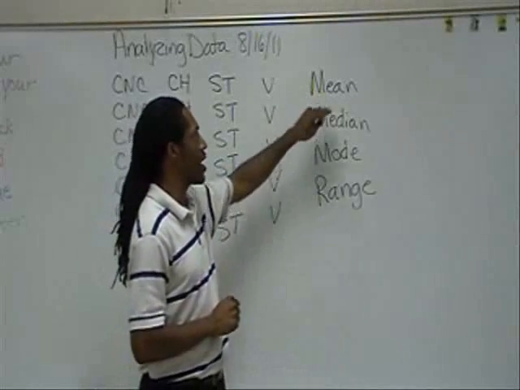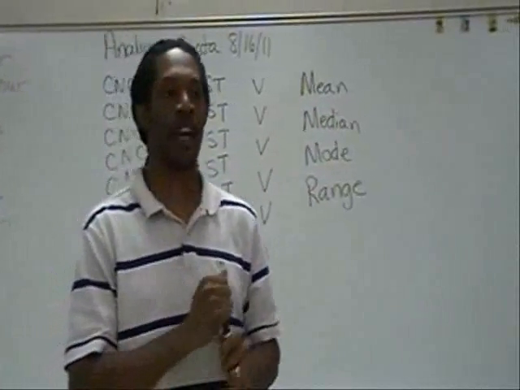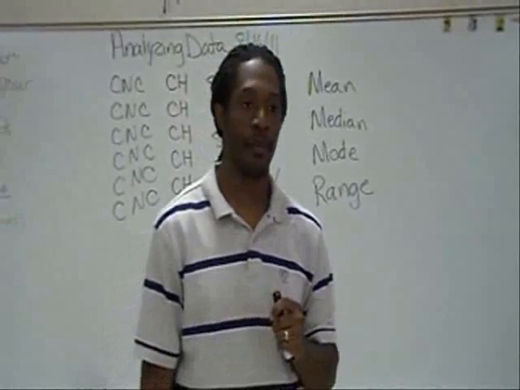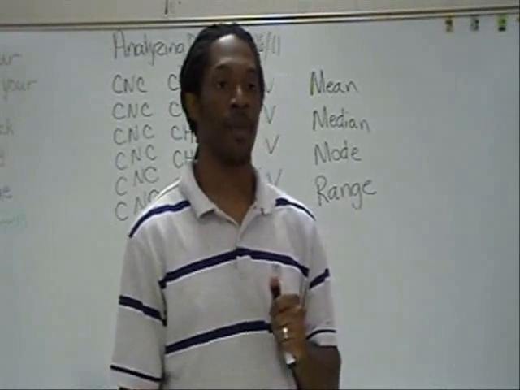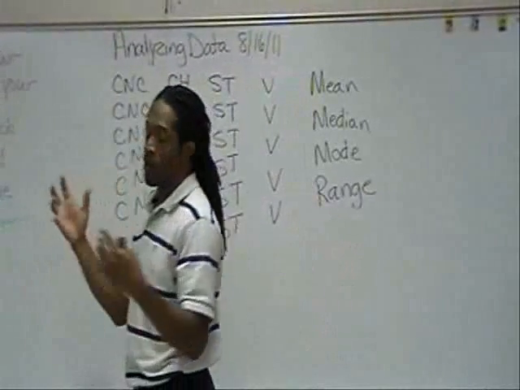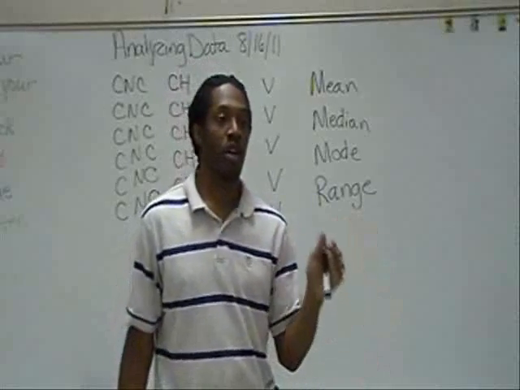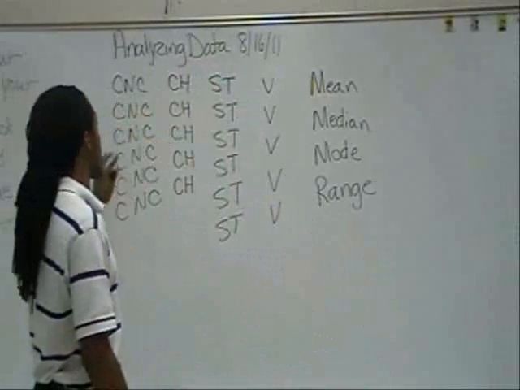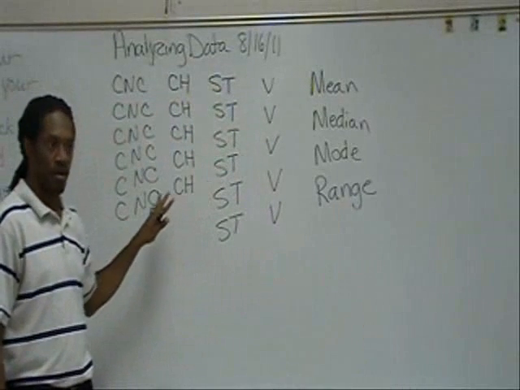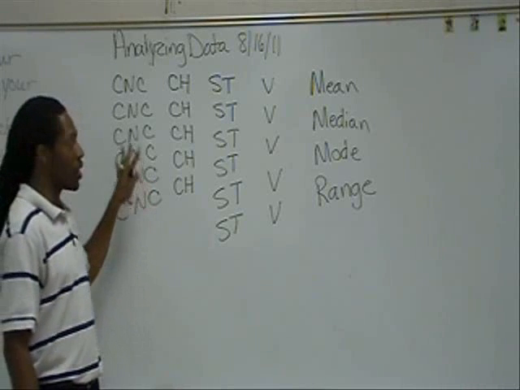Raise your hand if you can tell me, how do we find the mean? Remind us of how we find the mean. You add all the numbers together and divide by how many numbers you have. Okay, you add all the numbers together and you divide by how many numbers you were given. Okay, can we add numbers together here?